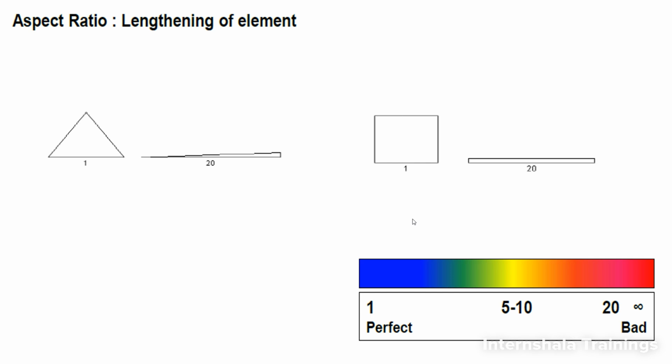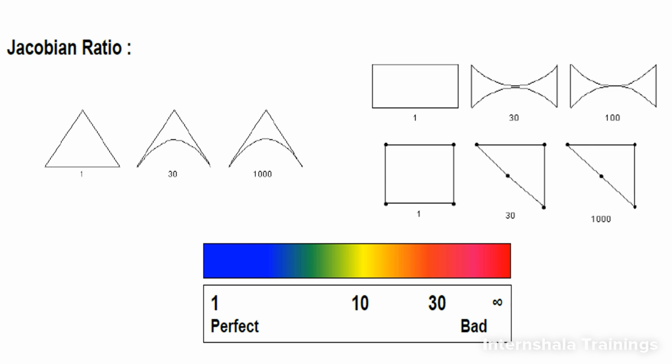Then coming to the next one, it is known as the Jacobian ratio, and this Jacobian ratio also varies from 1 which is perfect to infinity which is bad. So this value can range anywhere from 1 to 5 to be said as a good mesh, but once it crosses the value 5 the mesh quality is going to deteriorate.